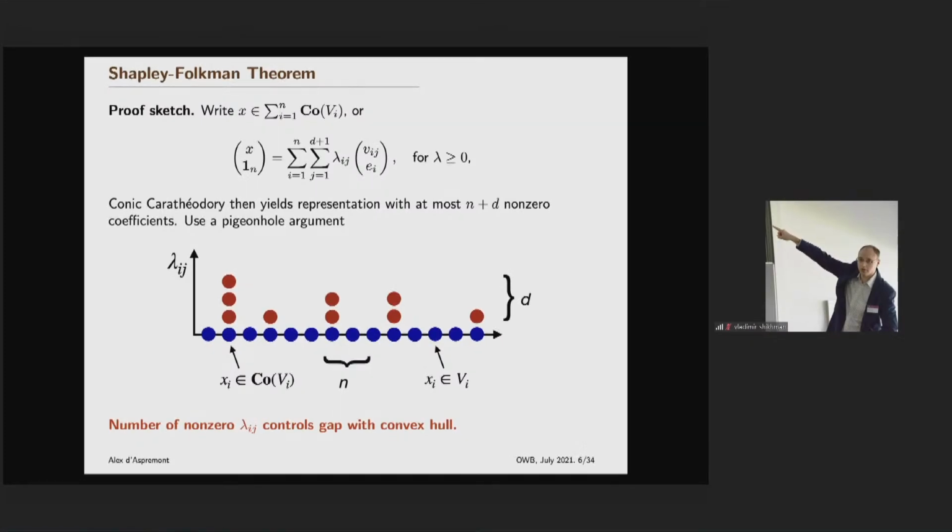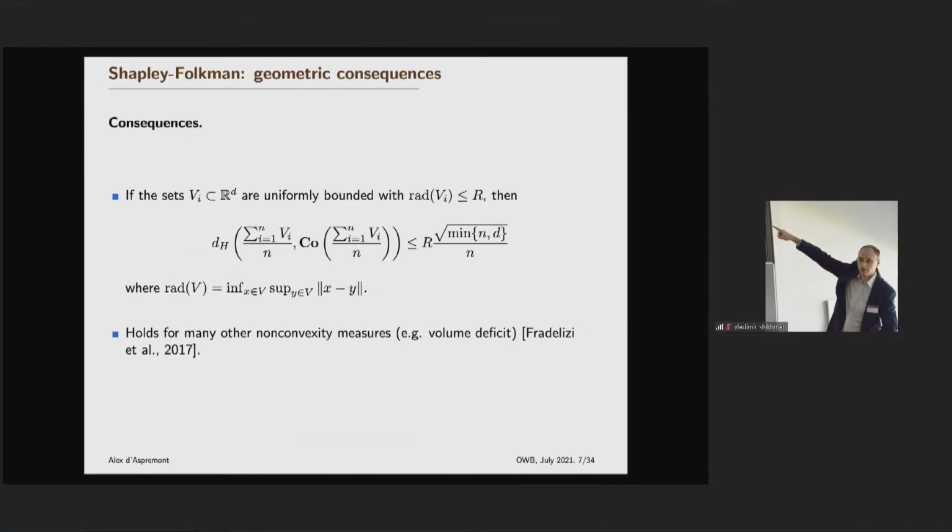So basically, Shapley-Folkman is just an immediate consequence of conic Carathéodory theory. And more importantly, in fact, the sparsity of the conic representation controls the quality or the distance between the convex hull and the Minkowski sum itself. So this means you can show a convergence rate for the distance between the Minkowski sum and its convex hull. This is bounded above by this coefficient here divided by n, where n is the number of sets.